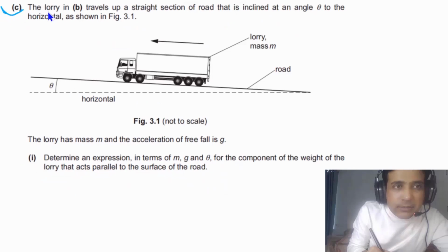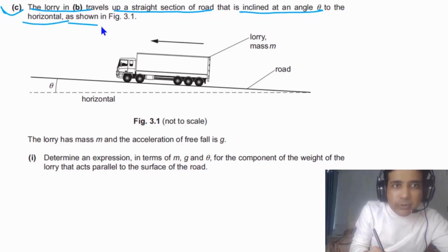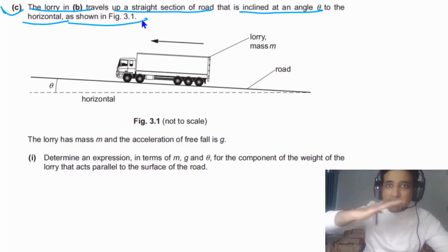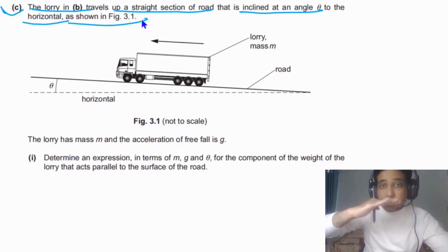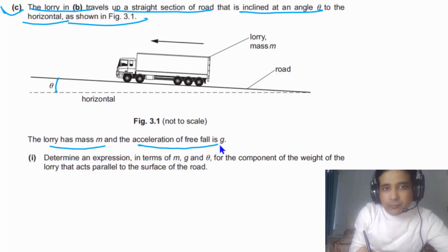For part C, it is given to us the lorry in B travels up a straight section of road that is inclined at an angle theta to the horizontal, as shown in figure 3.1. Now the lorry is inclined, meaning it is going up. The road is not flat, or simply you can say the road is not horizontal. So there is an angle theta. The lorry has mass m and acceleration of free fall is g.